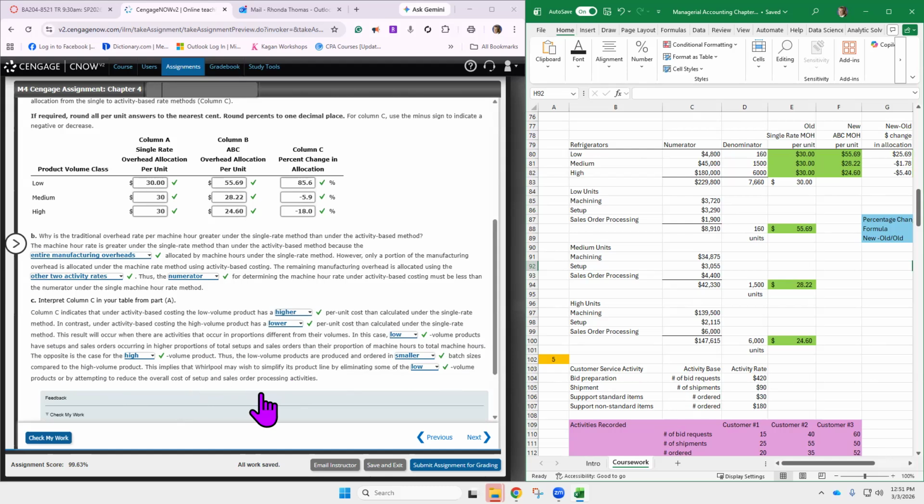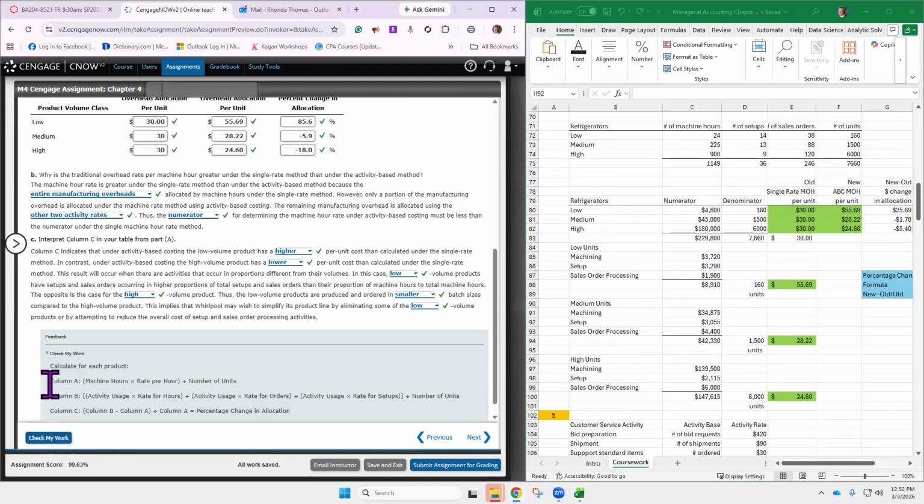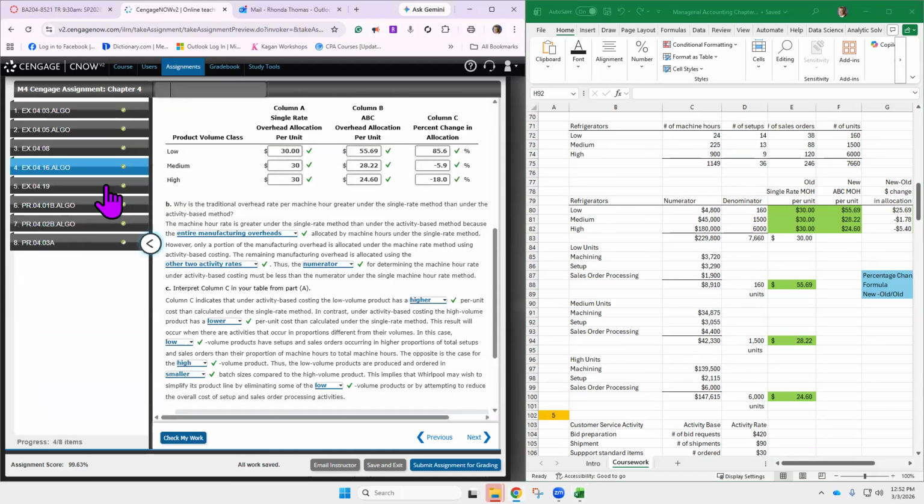This implies that Whirlpool may wish to simplify its product line by eliminating some of the low volume products, or by attempting to reduce the overall cost of setup and sales order processing activities. So, you may decide this is how you make decisions about whether a line should be dropped by doing some of this. Okay, onward we go.